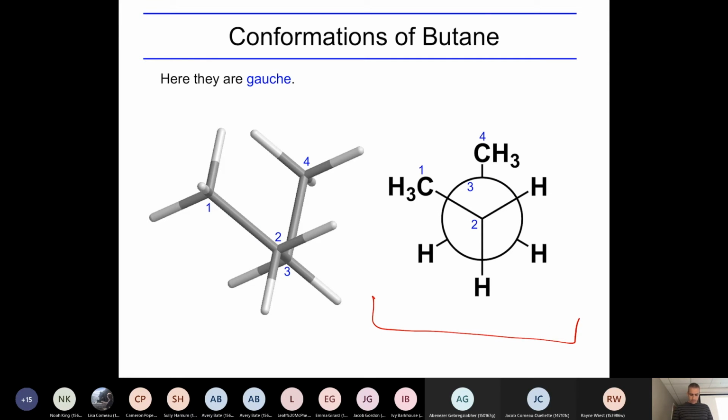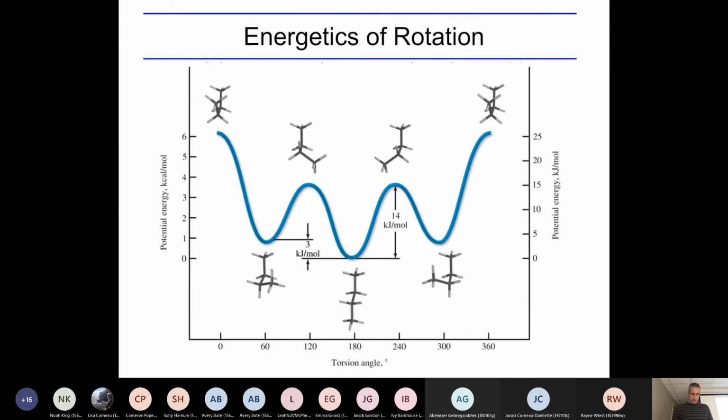Is that the same slide? Yeah. So here's an energy diagram that shows the rotations around the C2-C3 bond, all the different conformations that you can get, and the energies of each of these conformations. The lowest energy one, right here in the middle, is the one we drew first. It's staggered, first of all. Remember, we like staggered because staggered minimizes torsional strain.